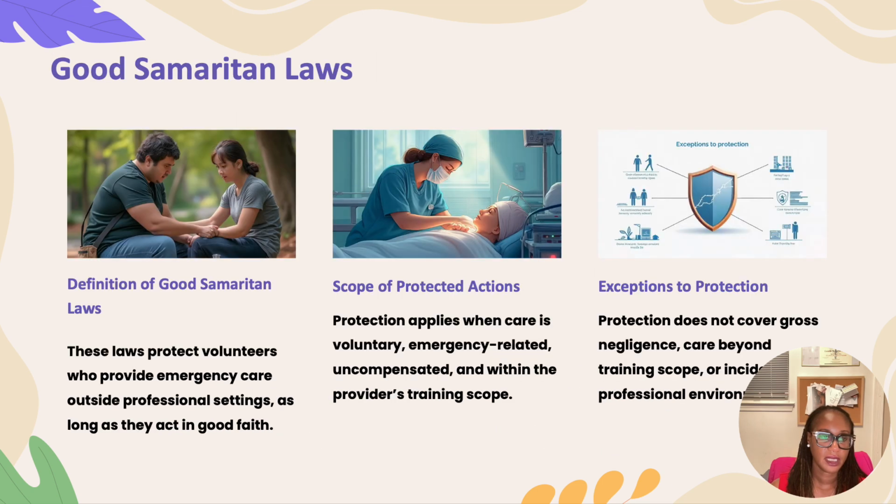Good Samaritan law. Definition: these laws protect volunteers who provide emergency care outside a professional setting as long as they act in good faith. Protection applies when the care is voluntary, emergency based, without compensation, and within scope of training. Exemption: no protection if there is gross negligence, action out of scope, or a professional setting involved.